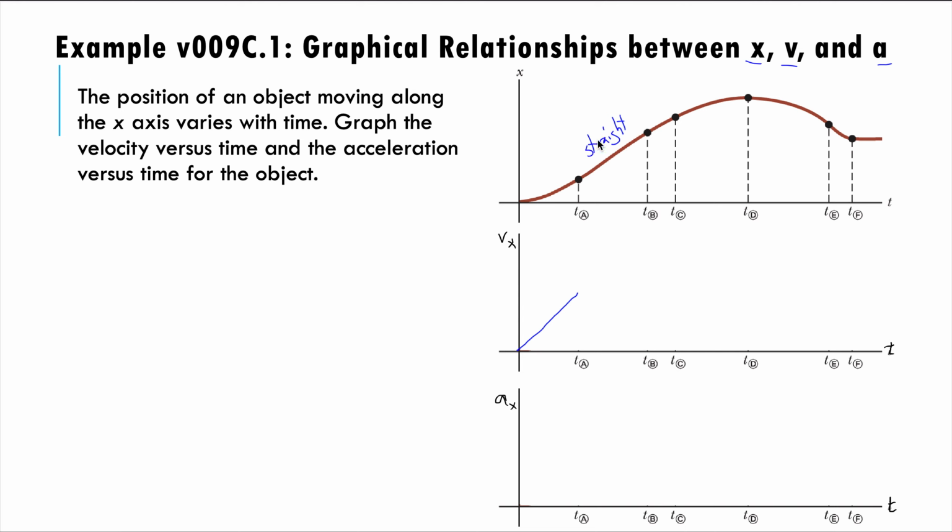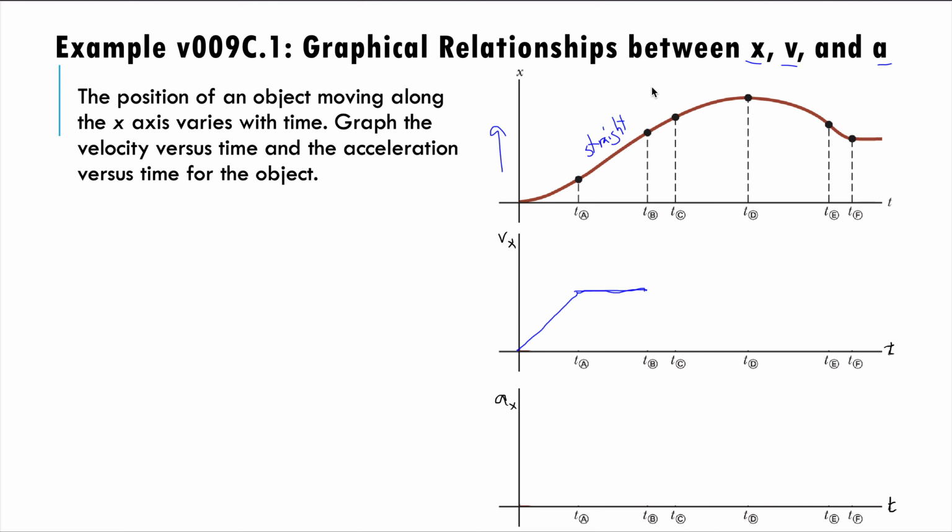So it's still a positive velocity because we're moving from a lower position to a higher position, so it's a positive velocity to the right, but it's constant. So we're going to put a horizontal line showing that the velocity is not changing, but we still have some velocity because we're still moving.